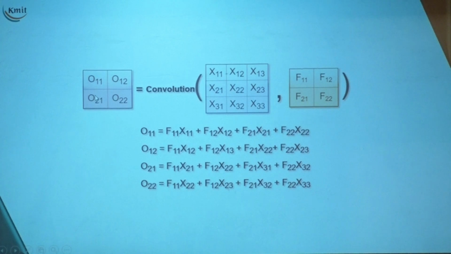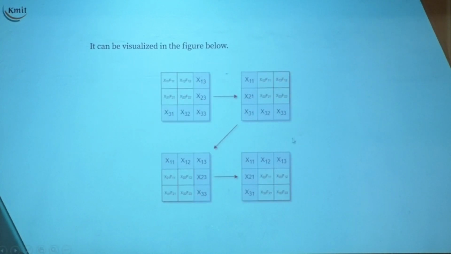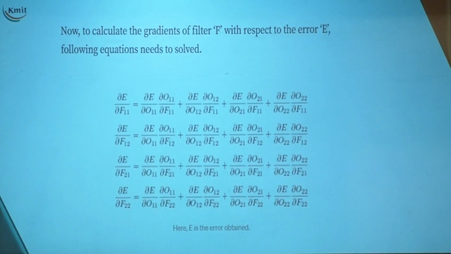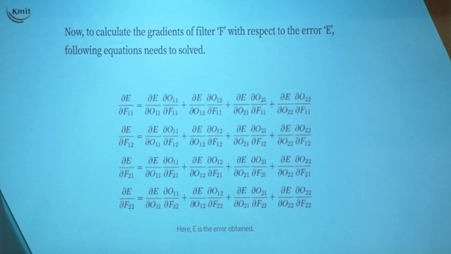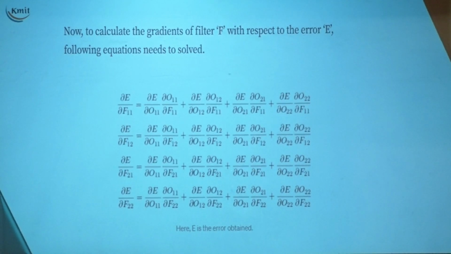Okay. Now once I generate my feature map, this is how it will be visualized. As you can see, x11, x21, but the matrix multiplication part. So how do we calculate the gradients? Forward propagation is easy, we can do that. The original challenge lies in what? Backward propagation. So we have to calculate the gradients of the filter with respect to error E.